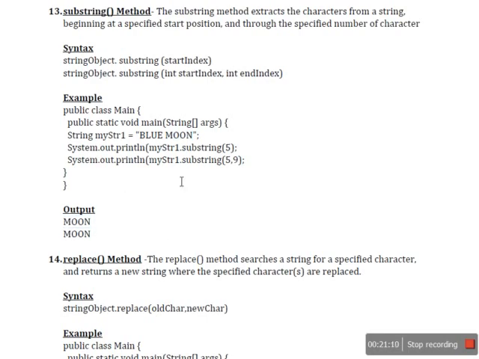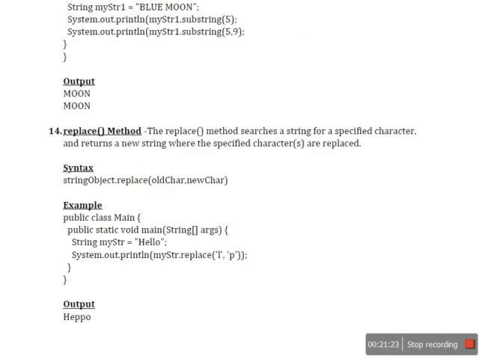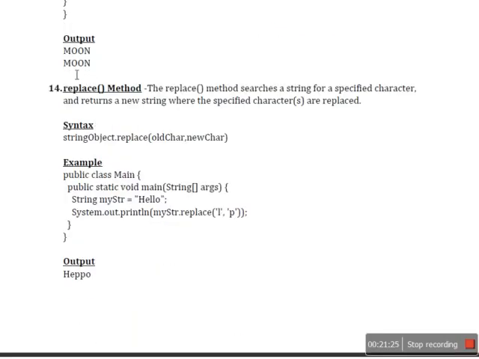Next up, when we are extracting the element between two indexes, we have to define it through this syntax or this definition. So mystr1.substring 5, 9. So this is the output, moon.